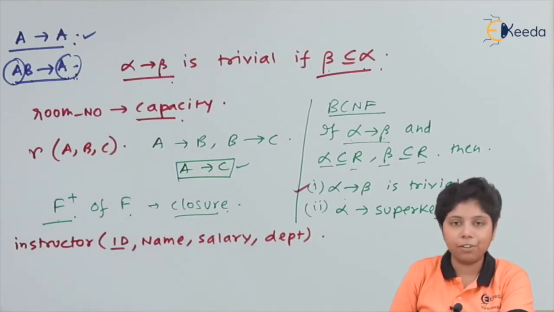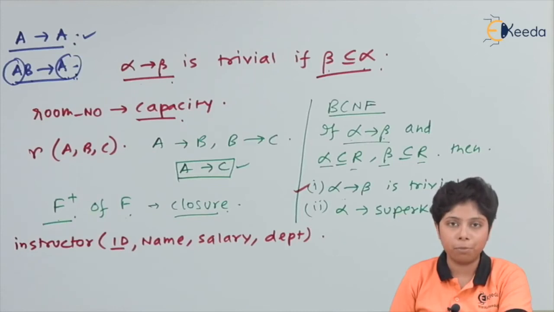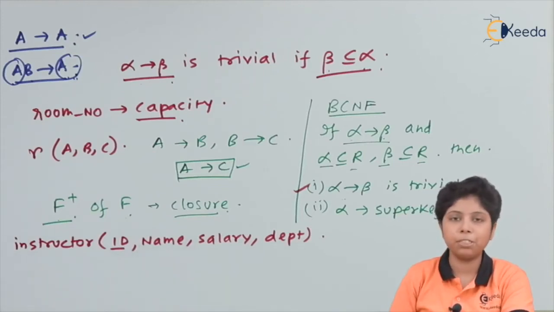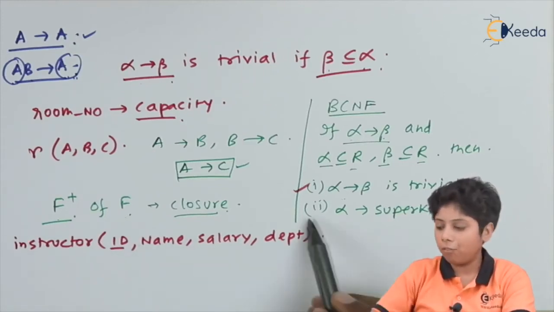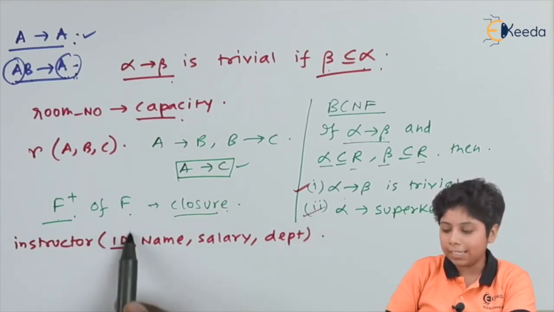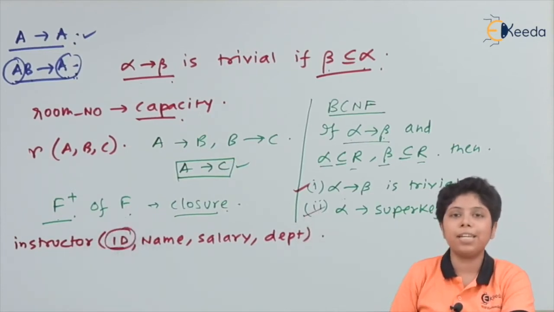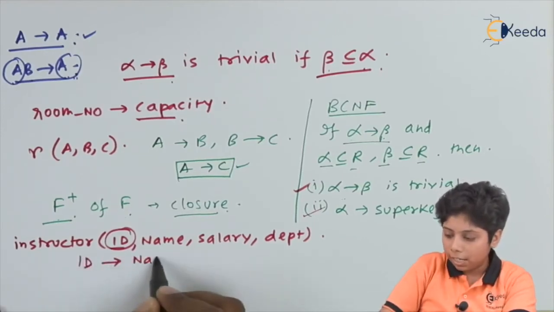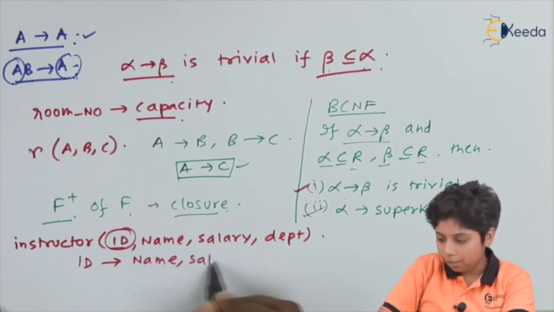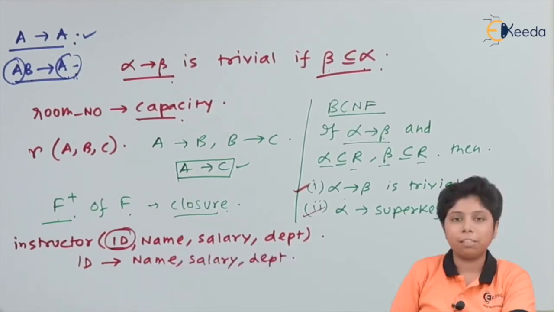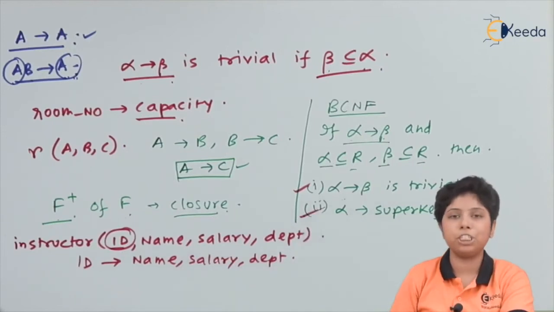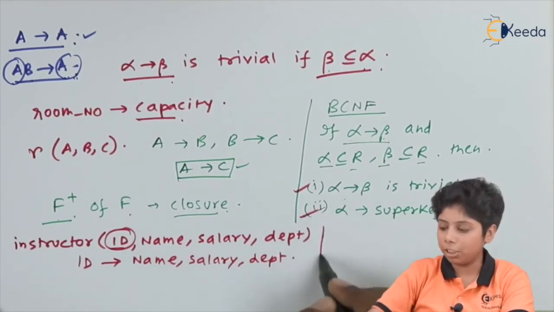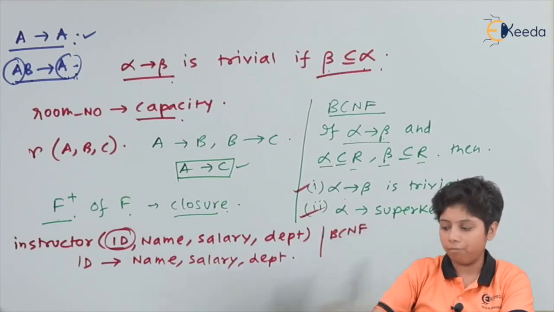ID defines salary, which is also a trivial one because of the primary key constraint, and for the department also it is a trivial one. Now for the second condition, ID is the only one to uniquely identify all the other attributes in relation instructor. So ID defines name, salary, and department. That means it is satisfying the second condition too. So the relation is in BCNF.